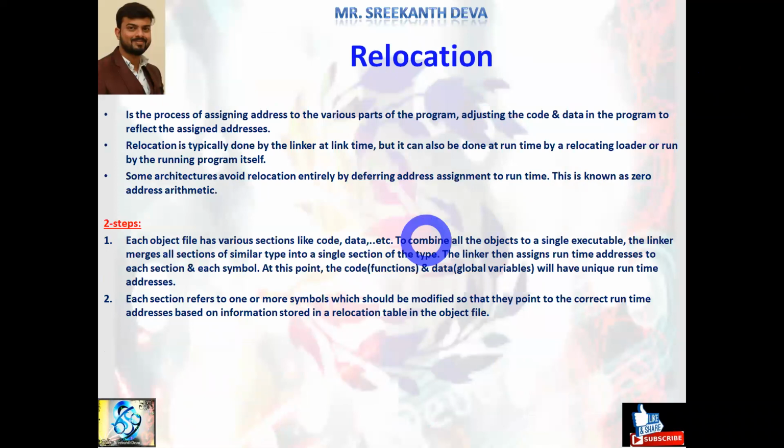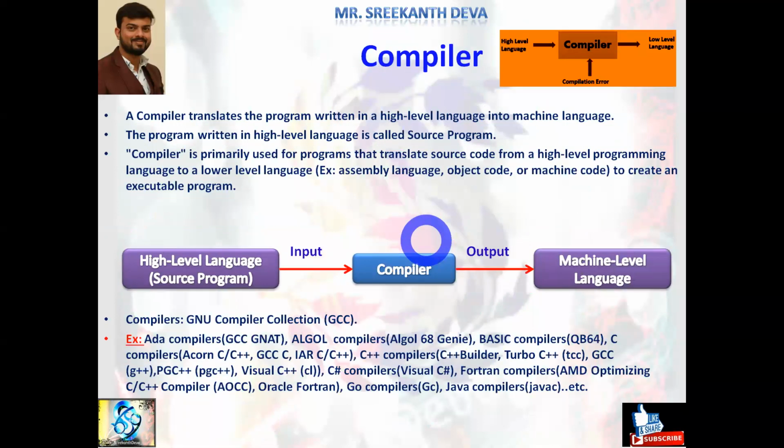In the previous sessions I explained the compiler in detail, but I will try to give a brief introduction to the compiler. As we know, a compiler is a language translator. It translates a program written in a high level language into machine language. Generally a compiler consists of three things: the front end, the middle end and the back end.